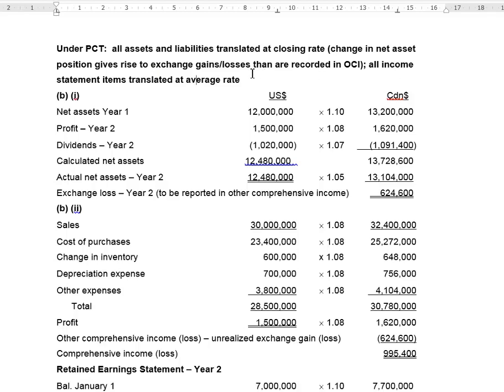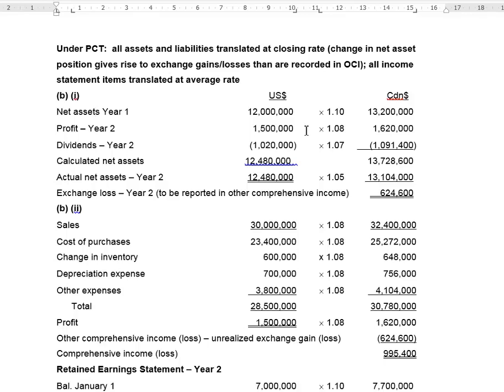So the first thing we need to do before we can do our income statement, or statement of comprehensive income in our case, is make sure that we calculate the exchange gain or loss. So let's look at our opening net asset position at the beginning of year 1, or sorry, the beginning of year 2. So now in our case here, let's look at the net asset position at the beginning of year 2, i.e. the end of year 1.